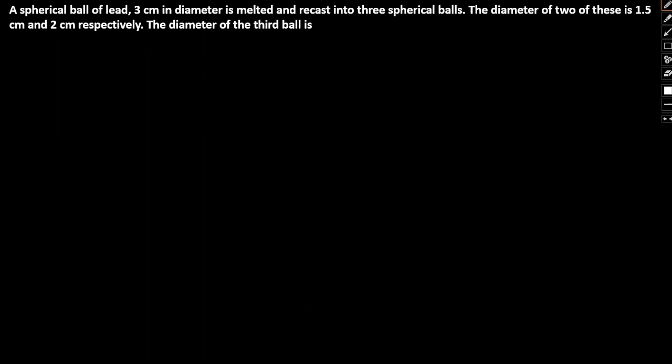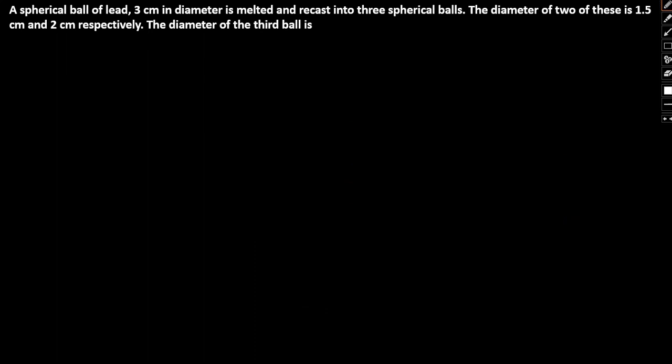A spherical ball of lead 3 cm in diameter is melted and recast into 3 spherical balls. The diameter of two of these balls is 1.5 and 2 cm. Find the diameter of the third ball. Since a bigger sphere has been molded into three smaller spheres, the volume of the 3 smaller spheres will be equal to the volume of the bigger sphere. With that said, let's take a look at how we can solve this particular question.